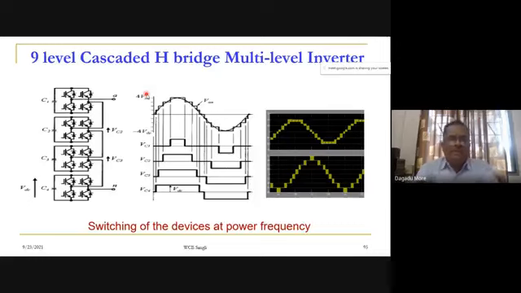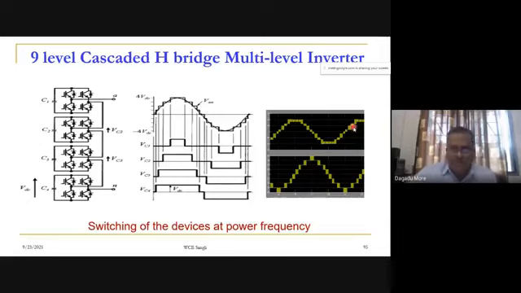Now here we have some techniques. Suppose we want to operate all the switches at power frequency. We have already shown this waveform in the cascaded diode clamped multi-level inverter, where we have PWM switching. The inverter is switching at 1 kilohertz or 10 kilohertz. When we have a high switching frequency, definitely switching losses will be more. So our interest is to operate the switches at lower frequency. But if you operate the switches at lower frequency, we have a problem of harmonics.